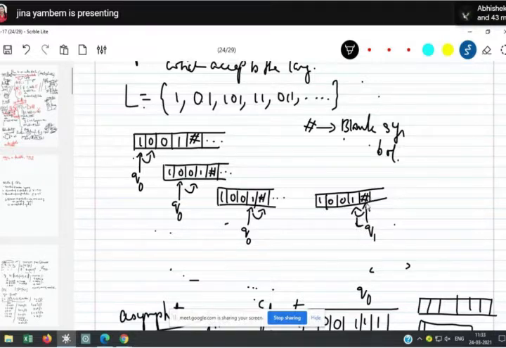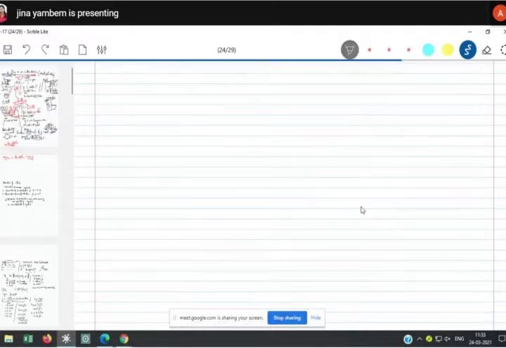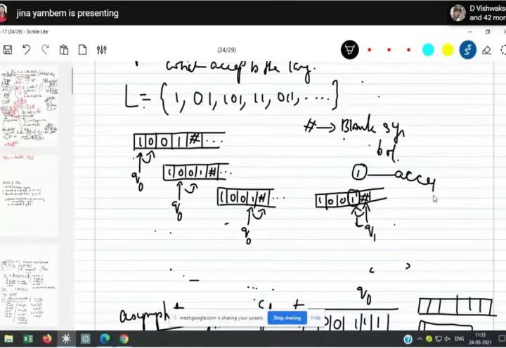Once you find hash and come back to the left-hand side, the read-write head can move towards the right side or left side, or you can stay still. So once I find this hash, come back to the left side cell of this particular hash. And if this left side cell consists of 1, then accept the string.